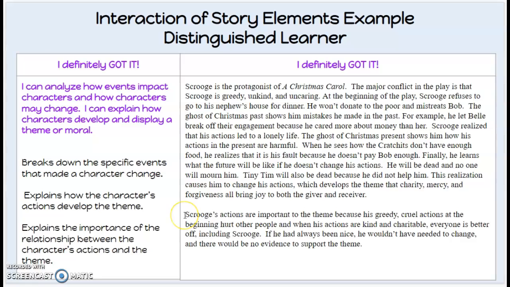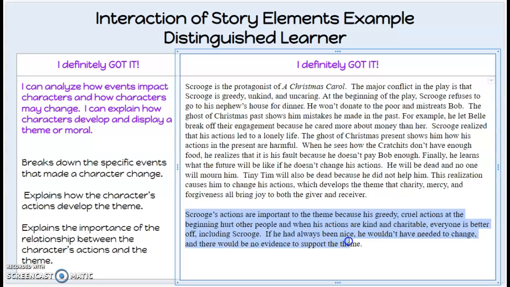Scrooge's actions are important to the theme because his greedy, cruel actions at the beginning hurt other people. And when his actions are kind and charitable, everyone is better off, including Scrooge. If he had always been nice, he wouldn't have needed to change, and there would be no evidence to support the theme.